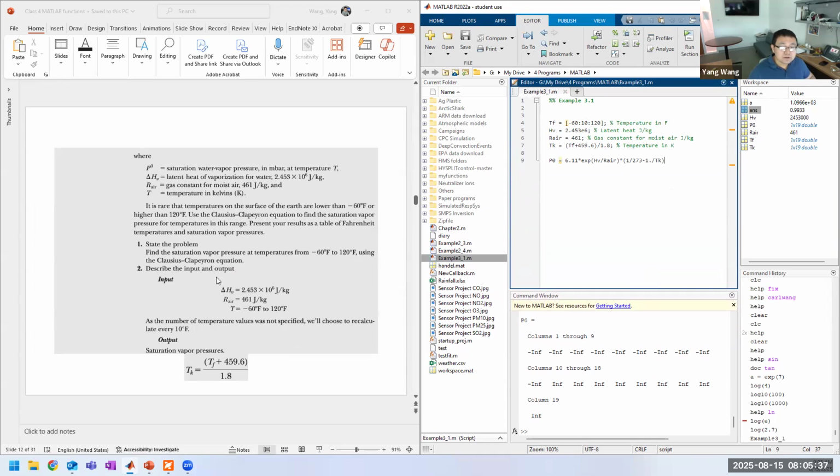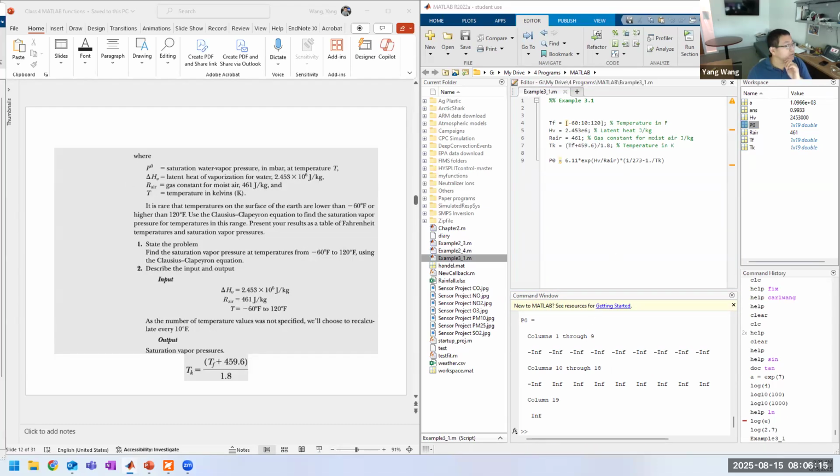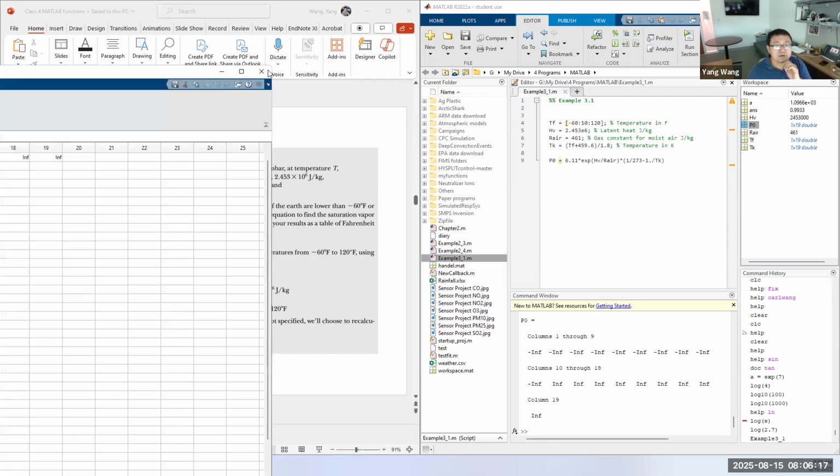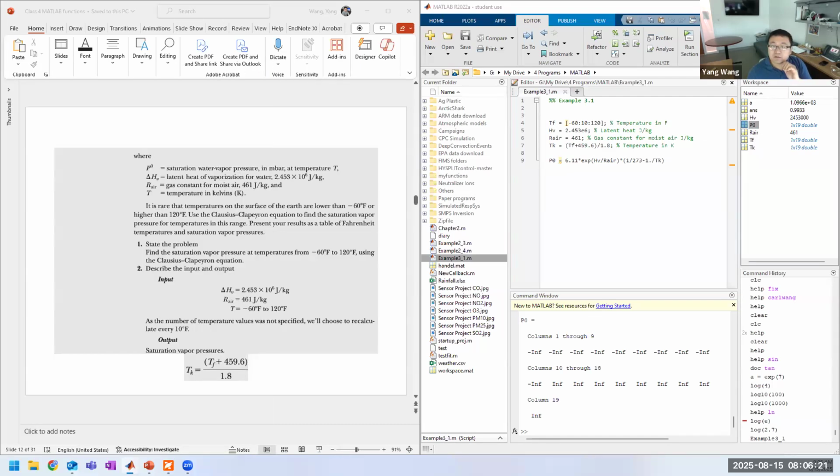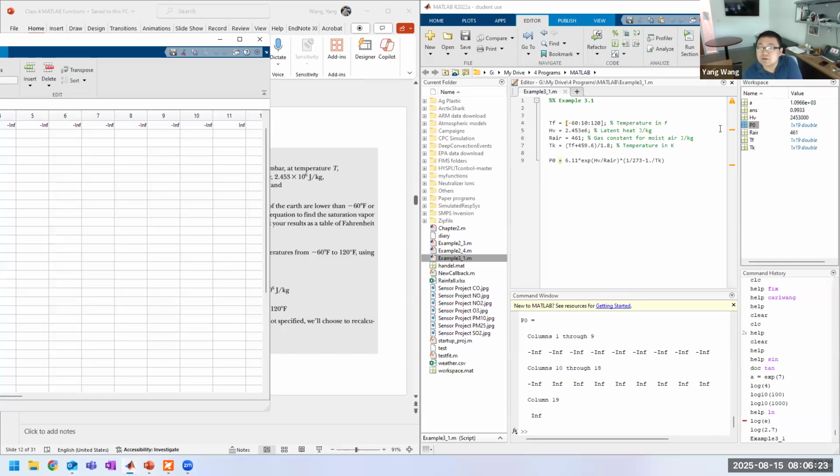So we need to pay attention. Basically, this is the delta H divided by R. And you can see that we have a lot of infinite numbers, right? Which means that there is probably something wrong with our calculation. Here you can see that it actually gives us all the variables that we already calculated, so we can just quickly go through each of them.